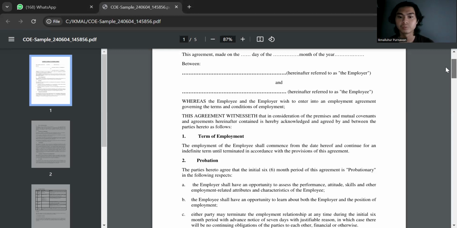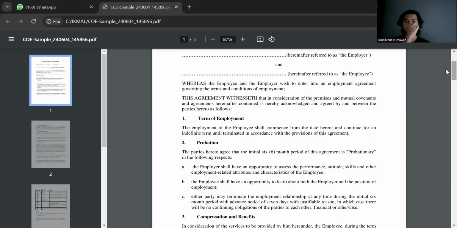The first agreement is term of employment. It stated that the employment of the employee shall commence from the date hereof and continue for an indefinite term until terminated in accordance with the provisions of this agreement. So the employee will start working from the date and continue for an indefinite term until terminated with an agreement.